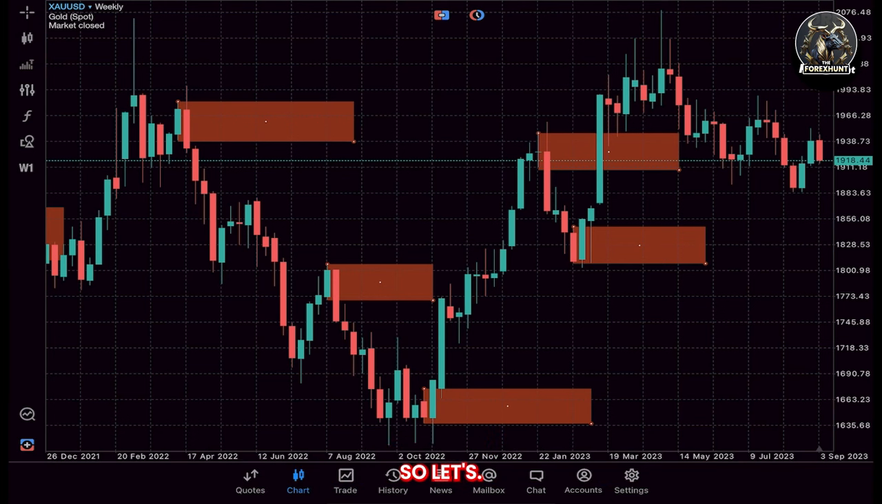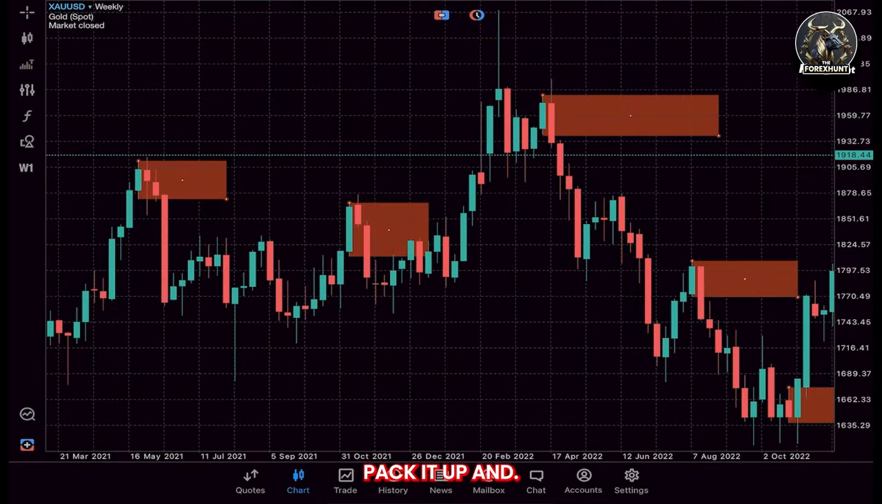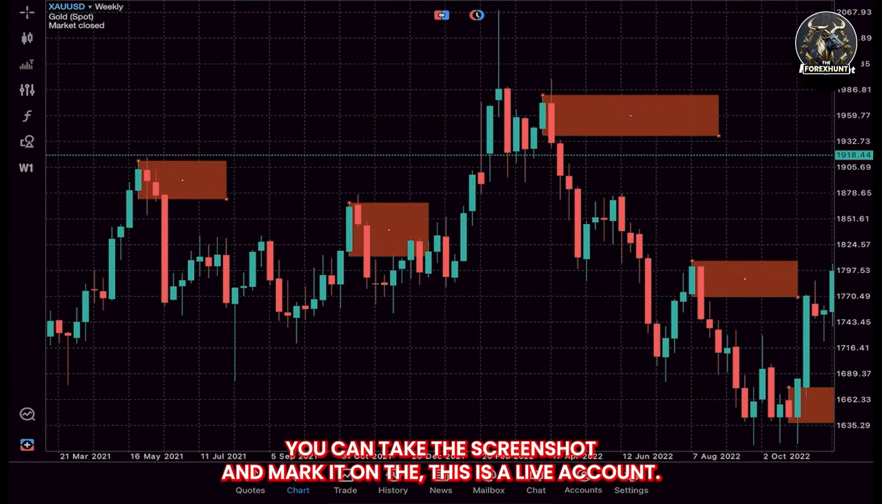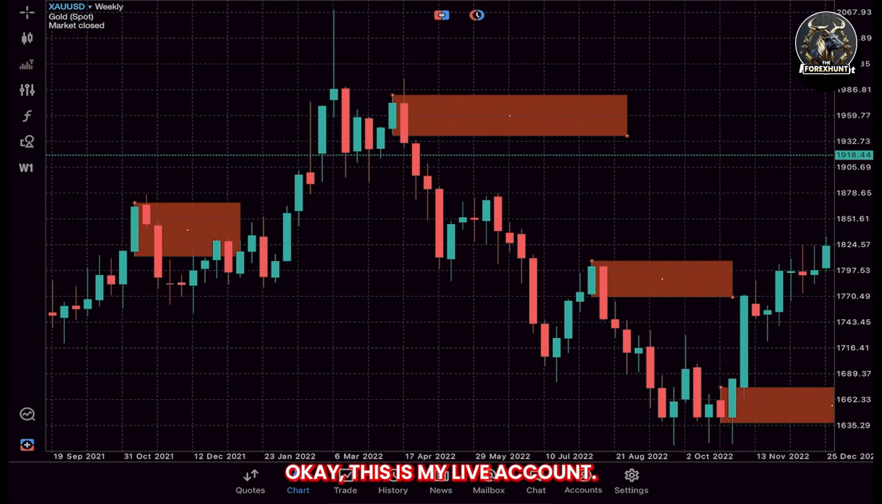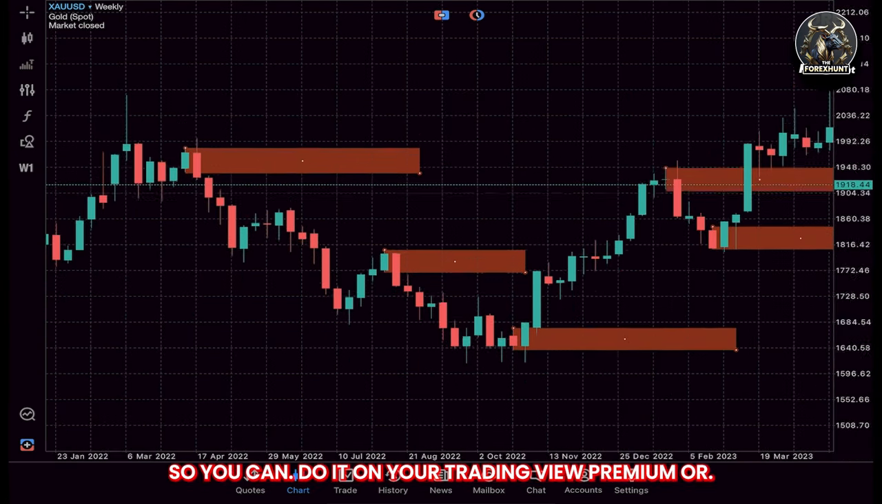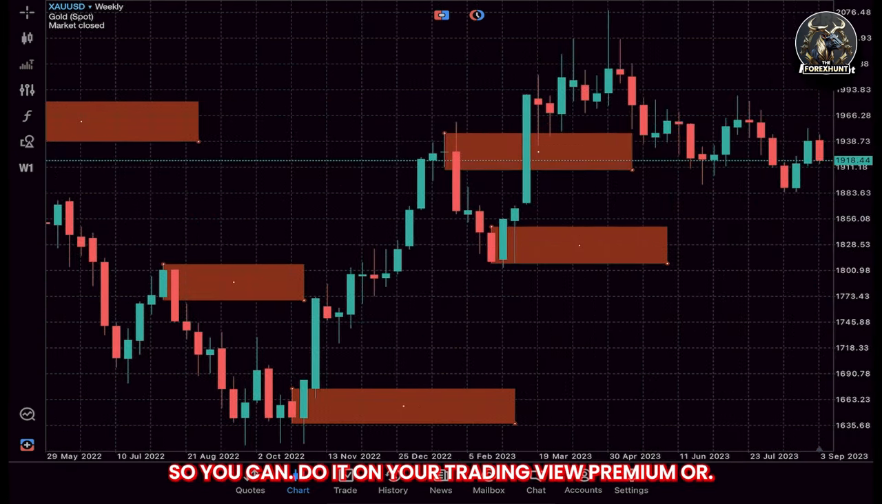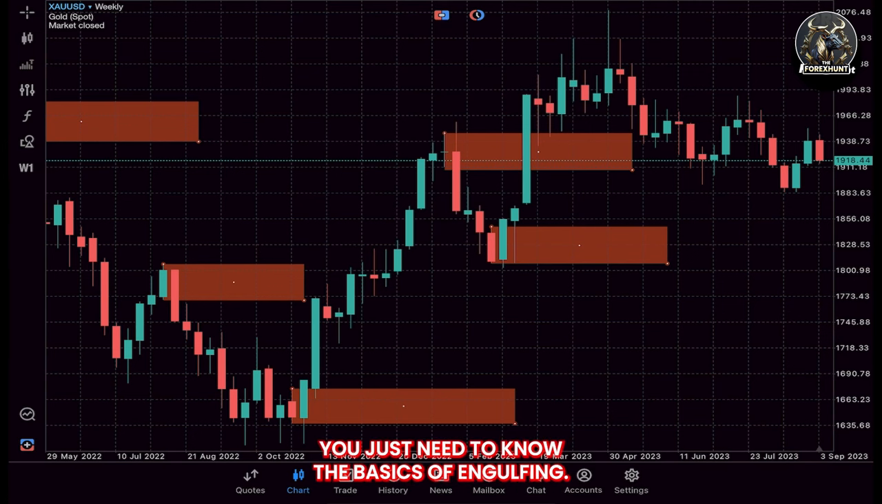So let's pack it up, and this is the weekly structure. You can take the screenshots and mark it. This is my live account, so you can do it on your TradingView Premium, or on regular TradingView. You can even mark it on any other account. You just need to know the basics of engulfing.